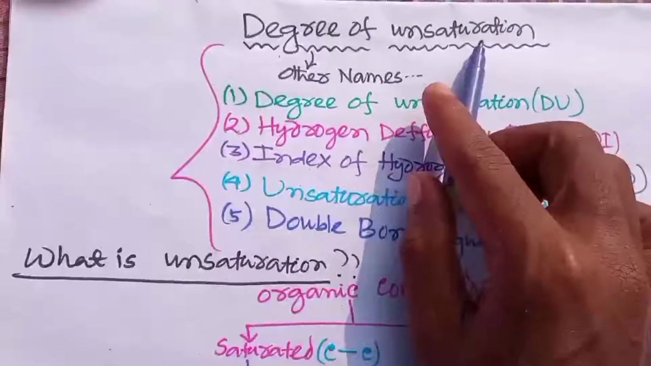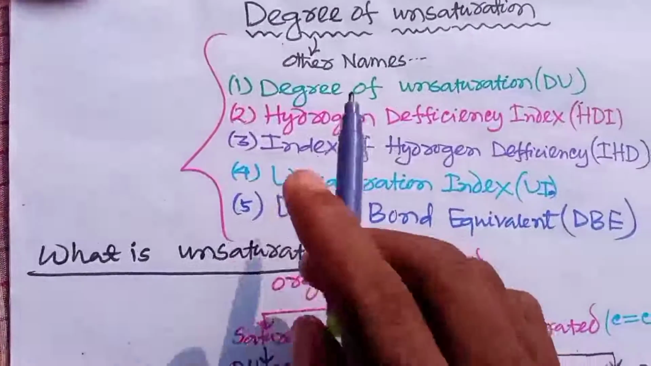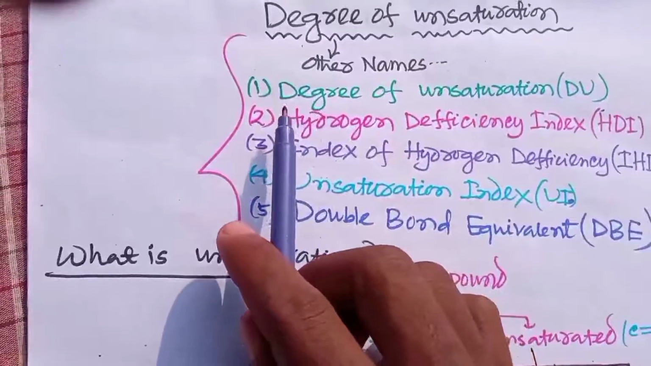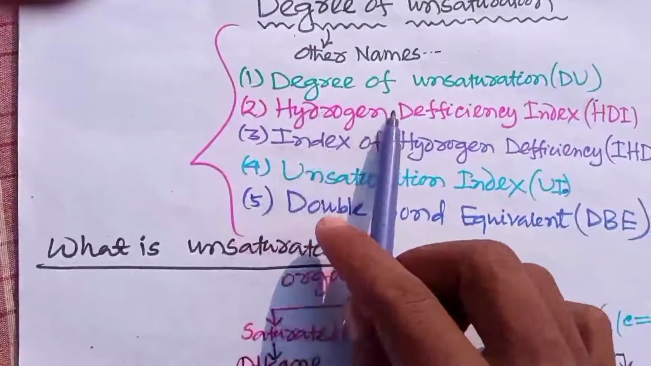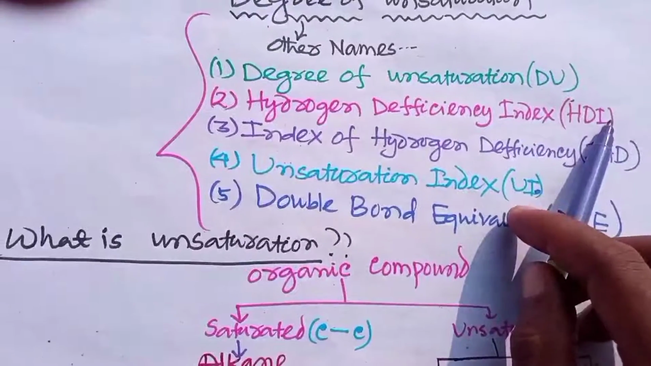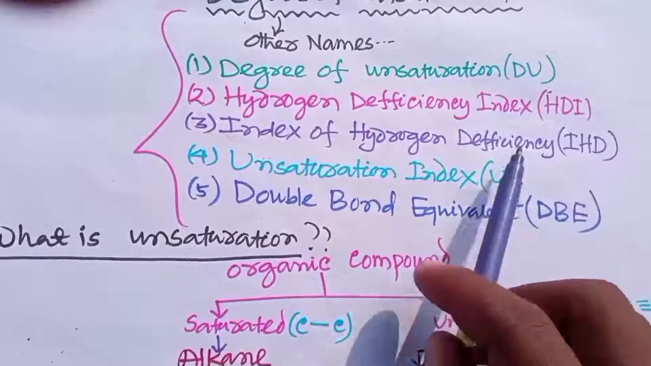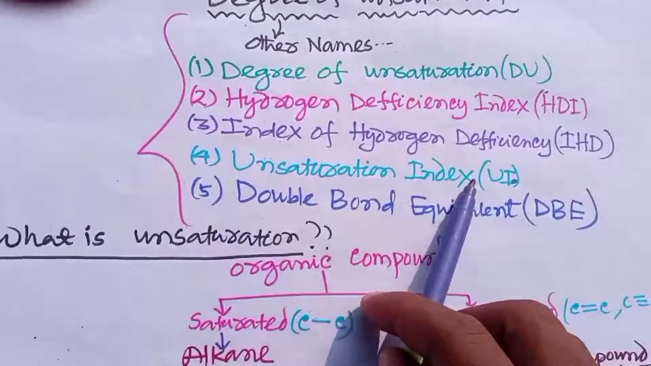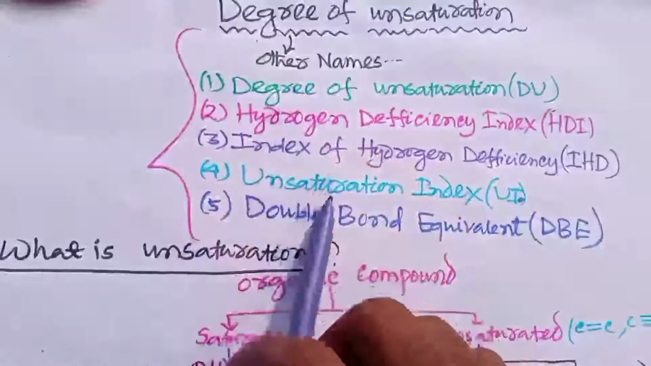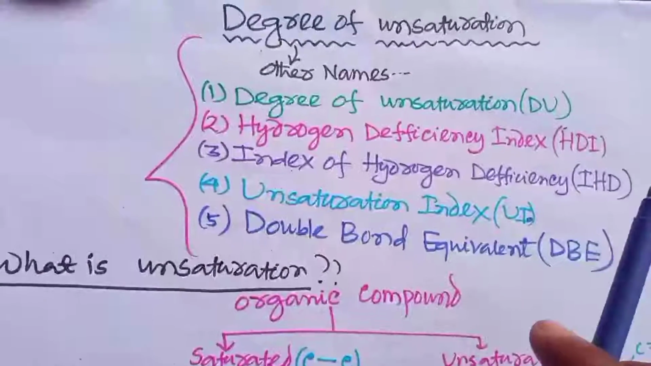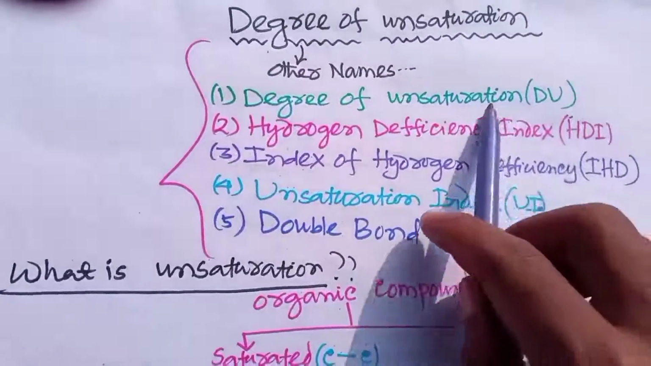So here it is, the degree of unsaturation, and these are the other names that are used for the same. Let's see them one by one. Degree of unsaturation, or DU, or hydrogen deficiency index, or HDI. We can also say index of hydrogen deficiency, or IHD. The same is also known as unsaturation index, or UI, or double bond equivalent, or DBE. In different books you will find different names, so don't get confused with these names. They are basically the same thing.